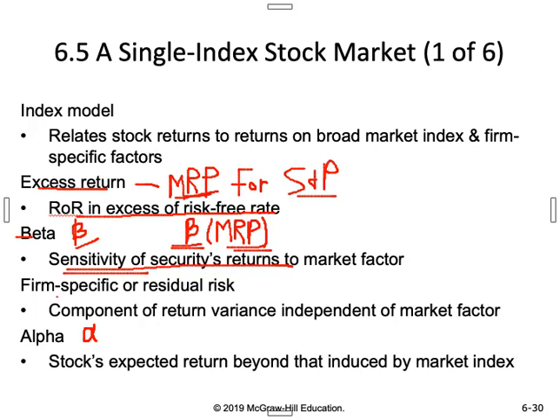And then there's firm-specific risk, and in this book it's called residual risk. And it is independent of the market factor, and it is measured by alpha. And there's the Greek symbol for alpha. I'm giving you these symbols because they're going to show up in the next slide. And it is the expected return beyond what you would expect by beta multiplied by market risk premium. Any excess return over that is called alpha.